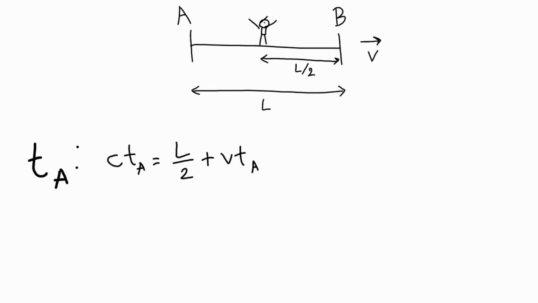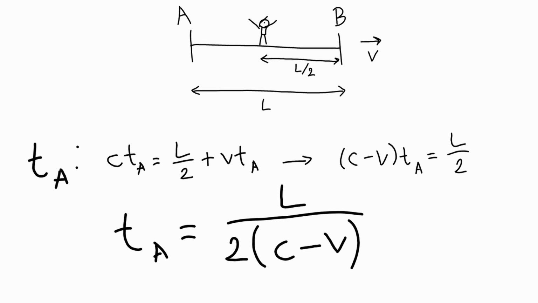Now we have to find it for clock A. Same process. We have to find the time it takes for the signal to go from clock A to the observer in this particular motion. So c TA would equal the distance, which is L over 2, plus a little bit more distance: L over 2 plus v TA. Now we do the same thing. We get (c minus v) TA equals L over 2. That means TA equals L over 2(c minus v). Let's call that the first equation.